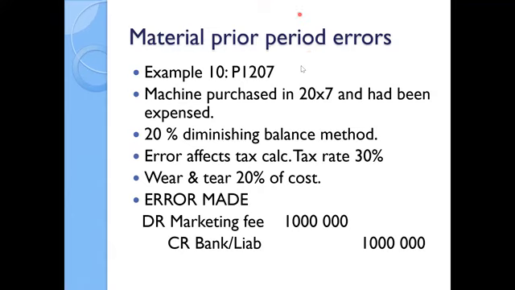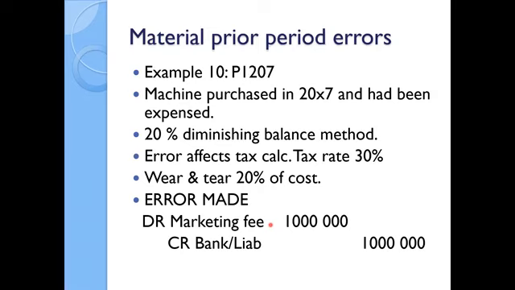Well done. I've got equipment, I've got cost, well done, machine. All of you are correct. You could simply say debit machine or equipment, cost, SOFP. So that is the error that's been made. Step 1, we know the error that was made. Step 2, we know how to correct the error. Instead of marketing fee, we should have debited our asset account on our statement of financial position.